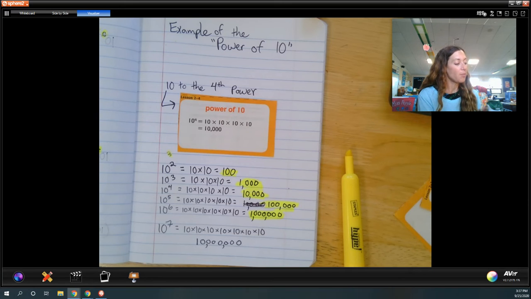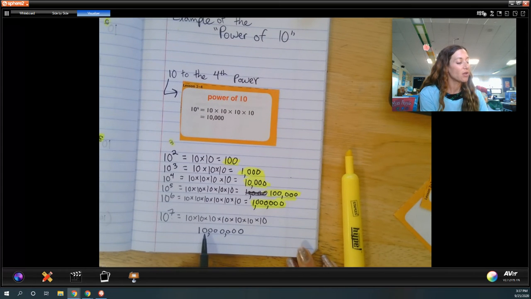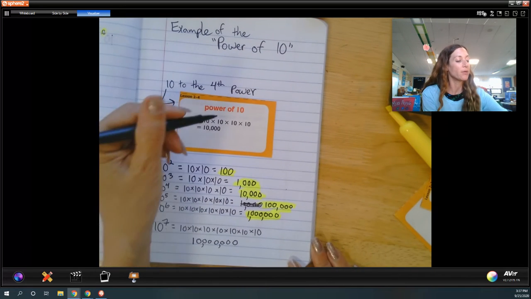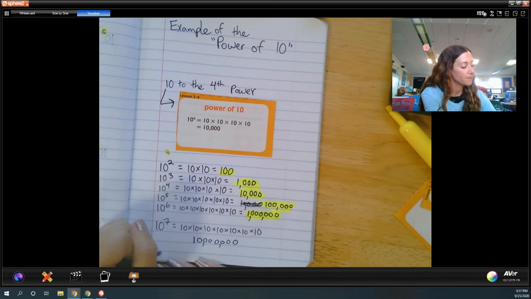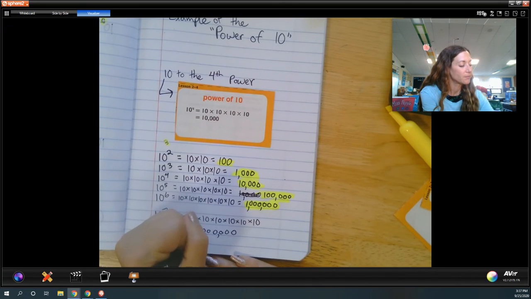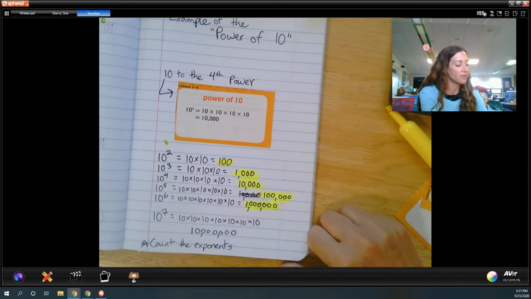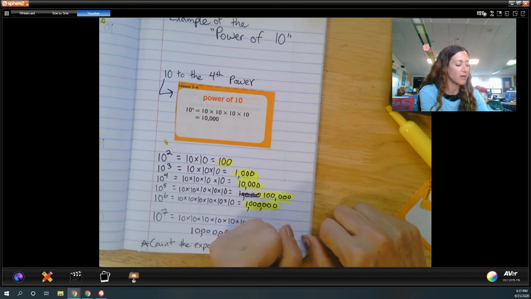Okay, so I'm basically counting the exponents and making sure the exponents match the number of zeros I have. This is a strategy when dealing with powers of 10. Okay, count the exponent, count the exponents to equal the zeros. I hope that makes sense how I wrote that.